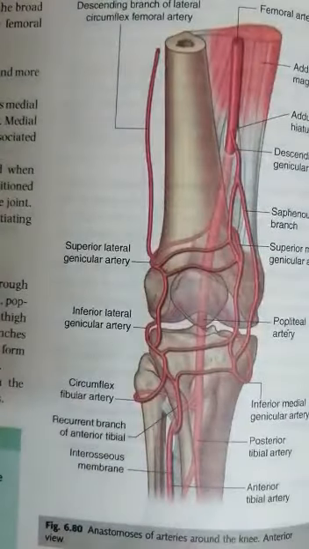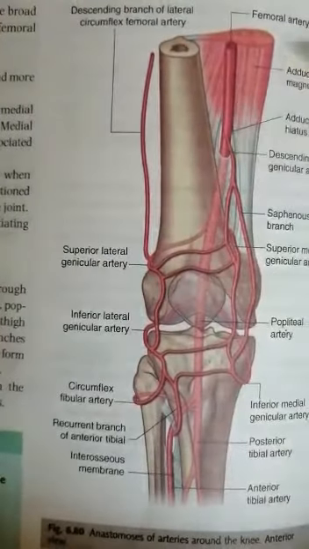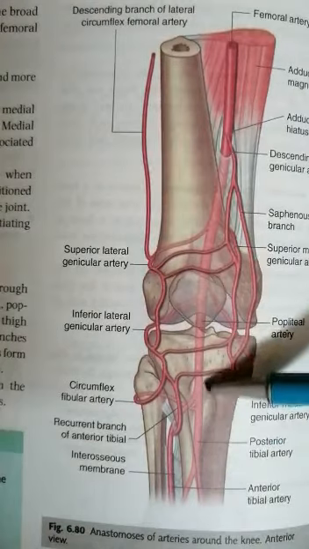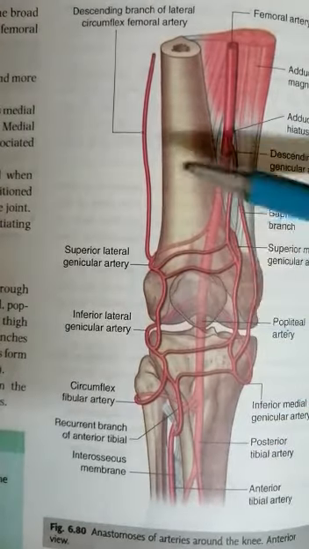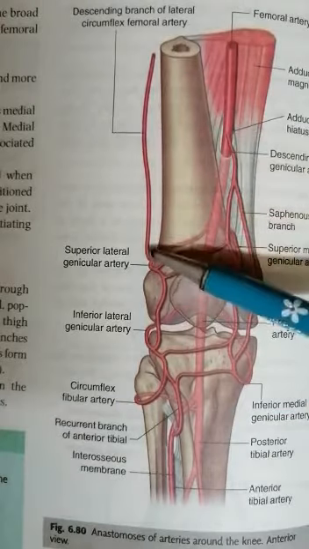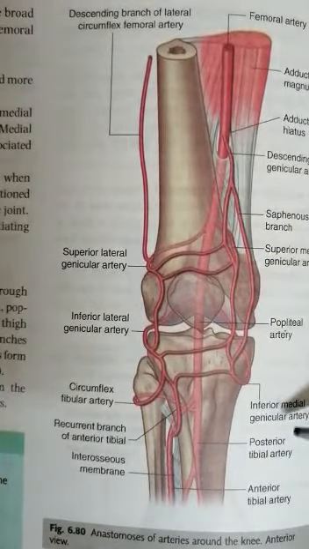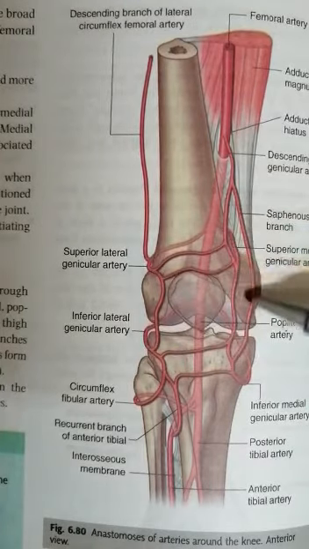Now here you can see this anastomosis provided from the arteries coming from above, that is the femoral artery. Below it is the formation of the popliteal artery. Then there is the anterior tibial artery, the branch of the popliteal artery, and the superolateral, inferolateral, superomedial, and inferomedial geniculate branches of the femoral artery are going to form the anastomosis around the knee joint.